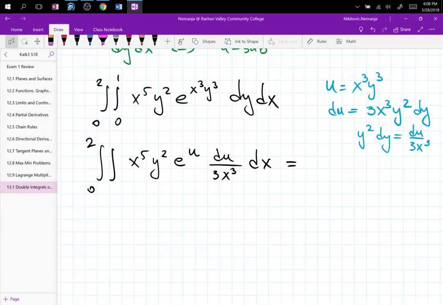This is the time to get very excited and very happy, because look what happens. Oh, I was not supposed to put y squared, because y squared dy is already in du. So now look what happens with this guy. X to the 5 cancels with x cubed, and you actually get x squared, which is what you needed. So we're lucky.